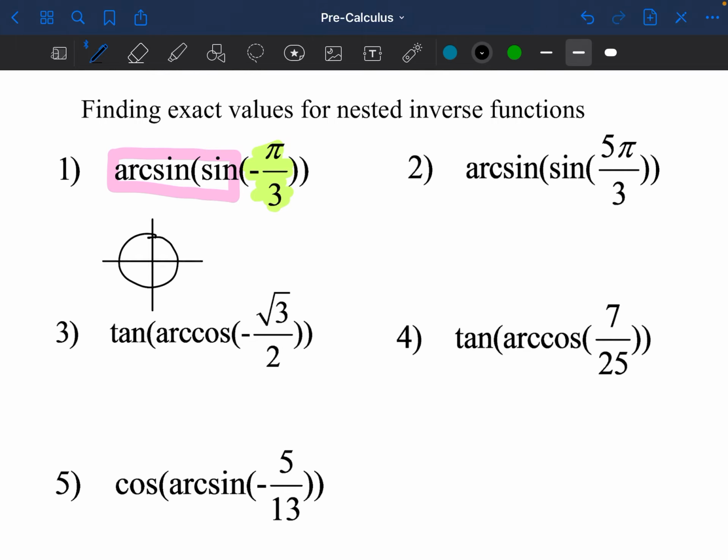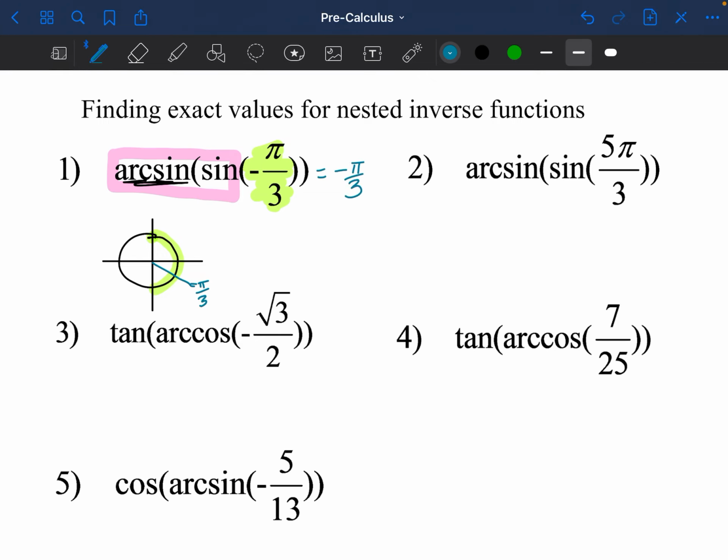But when we're doing this, since it's arc sine, we have to remember the boundaries. The boundaries for arc sine are from negative pi over 2 to pi over 2. So we have to check and make sure that negative pi over 3 is within that. Okay, negative pi over 3 is definitely in those boundaries. We're in the clear. Negative pi over 3 is our answer. Same thing happens with the next one.